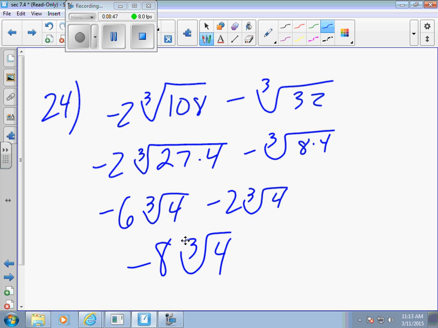Notice that the radical part doesn't change when we actually do the addition and subtraction.